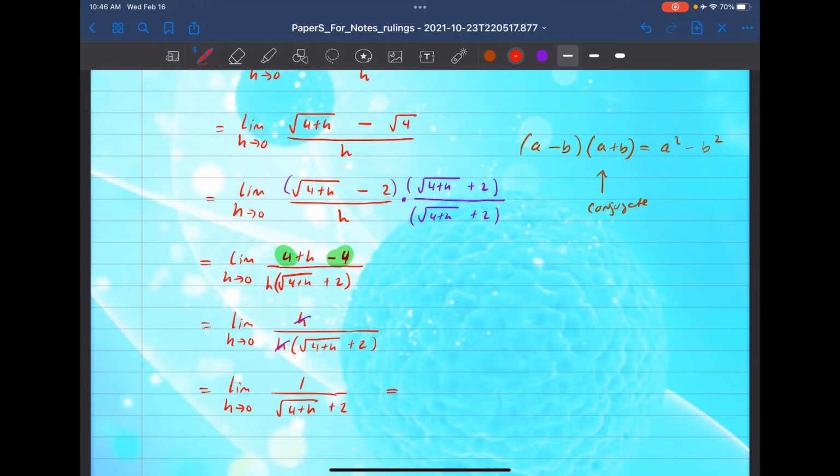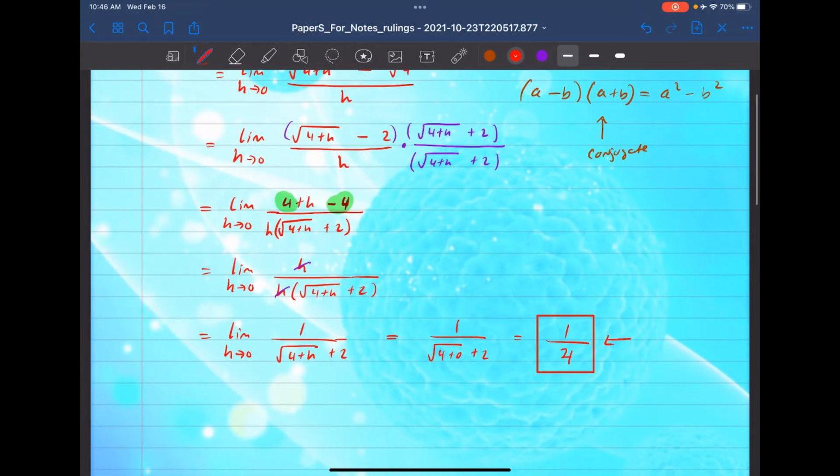So plug in h equals 0. You have 1 over square root of 4 plus 0 plus 2, which is simply 1 over square root of 4 is 2, that's 2 plus 2, 4. So that is the slope of the tangent line. So this is our slope of the tangent line.